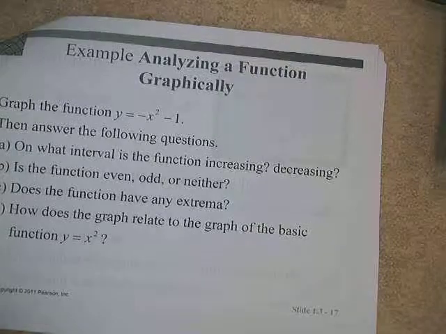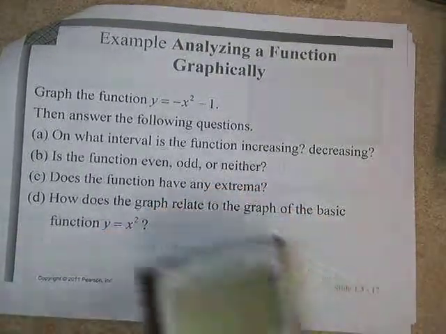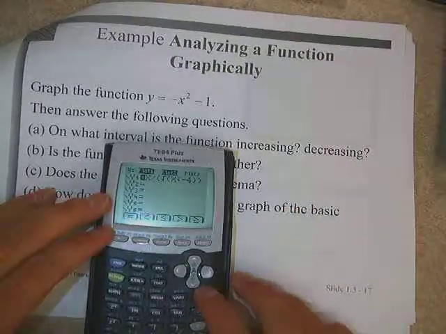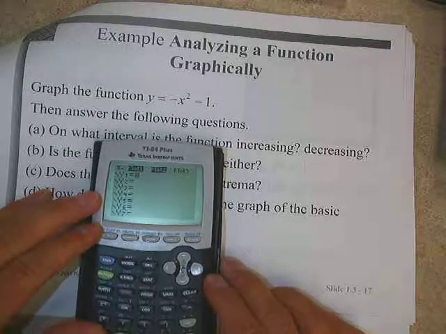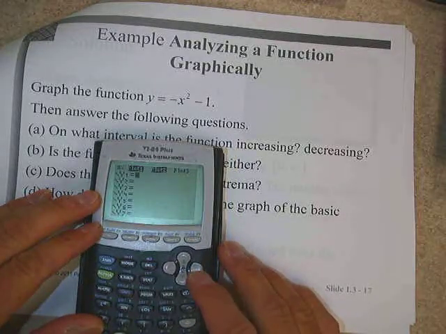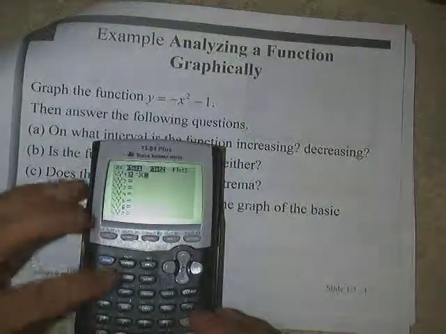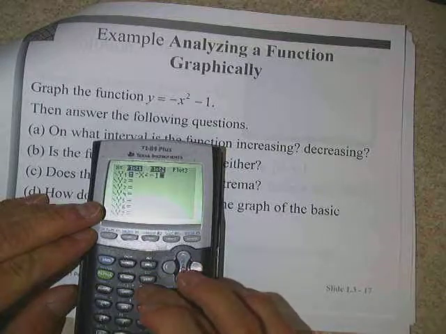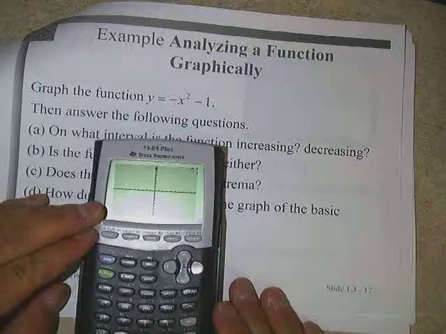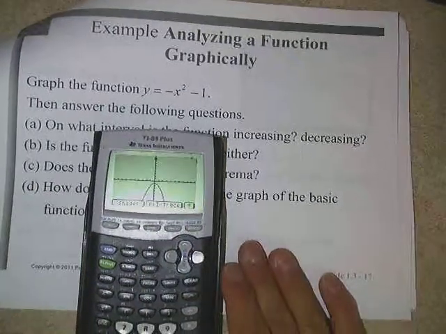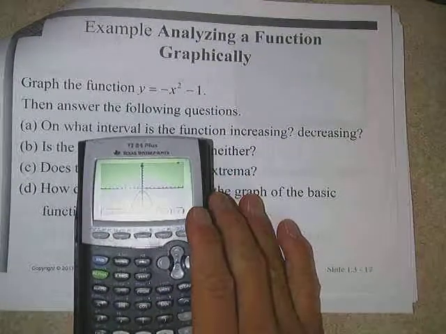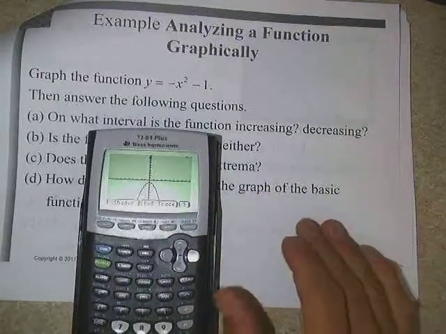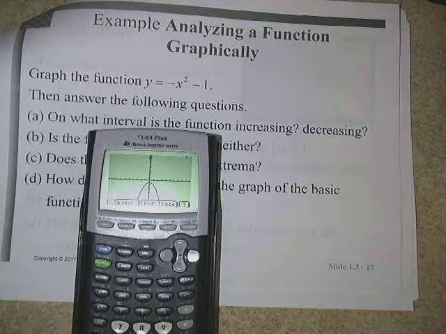Alright. So one thing that we'll also be doing today is taking a function like this. We have y equals negative x squared minus 1. And we're going to be just using our calculator to analyze it. Let's move the lights real quick again. So negative x squared minus 1. So we can see the function on there.